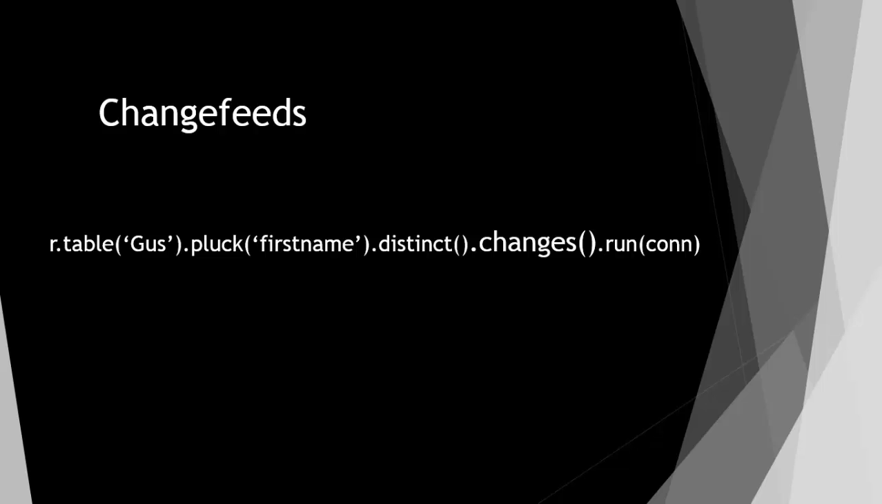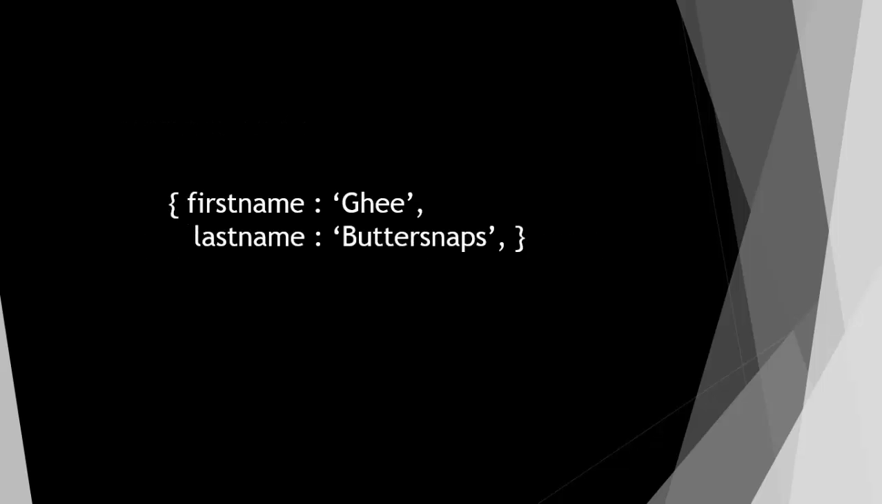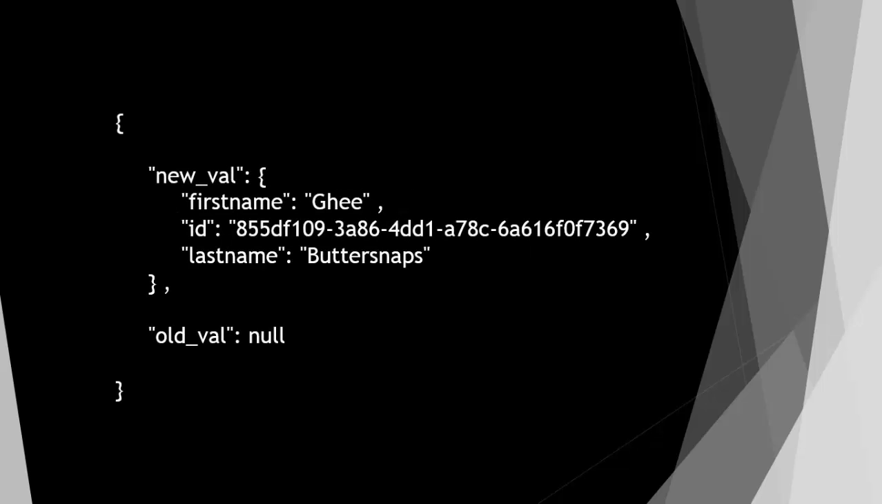Anytime a change was made that affected the results of this query, an object would be returned to the cursor. Let's say we added the record shown to the Gus table. This record has a first name of B and a last name of Buttersnaps. Adding this record to the table will add a new unique first name, which will trigger the change feed. The database will send an object to the cursor with two properties: old_val, which in this case will be set to null since this record did not exist before, and new_val, which in this case will contain the fields we just added.